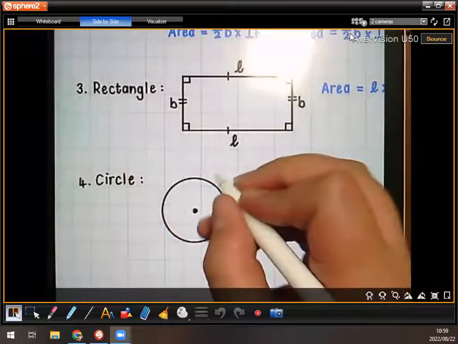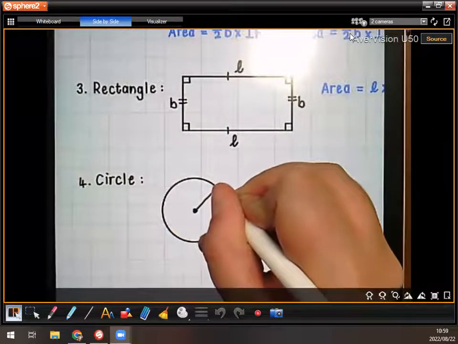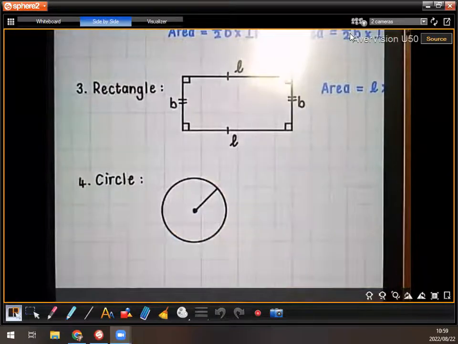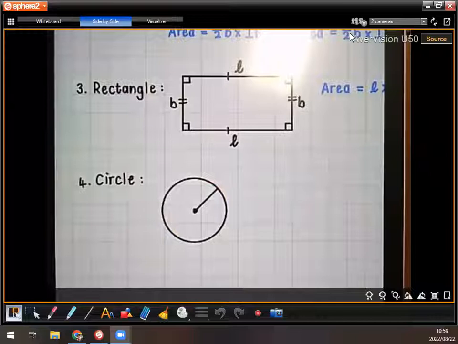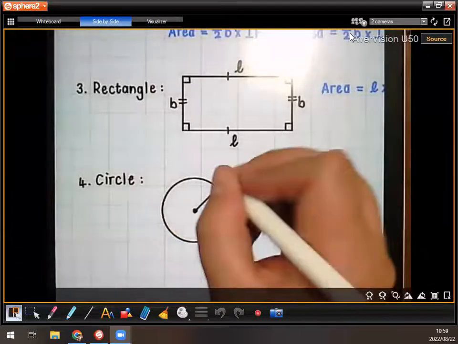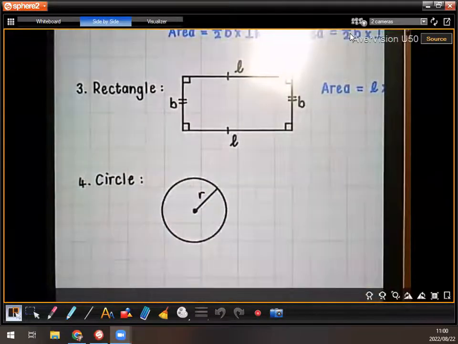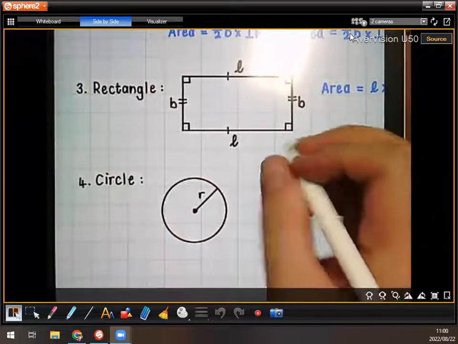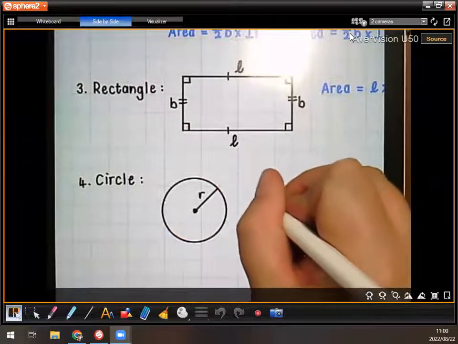Now what I need you to do, from the center, draw a straight line to the circumference of the circle, to the edge of the circle, using a ruler, please. What would I call that line? The radius. Okay, the area of the circle.